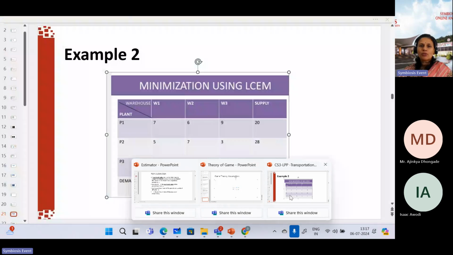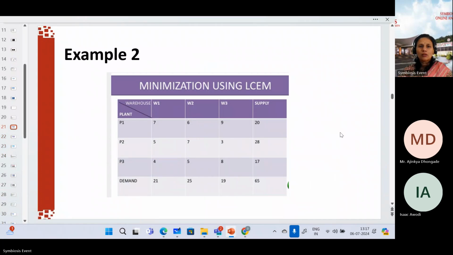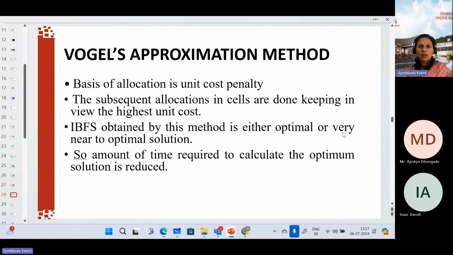Yes, this is my Vogel's approximation method. This methodology is based on penalty, right? How much is that regret value? If I could have taken a wrong decision, then how much is my regret and how can I rectify it? So for finding the IBFS using Vogel's approximation method, I need to first find the regret values and then work around them.